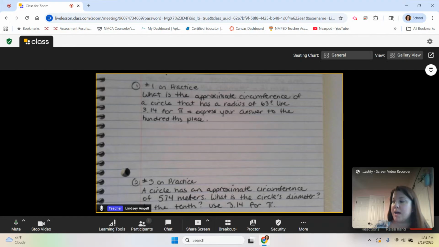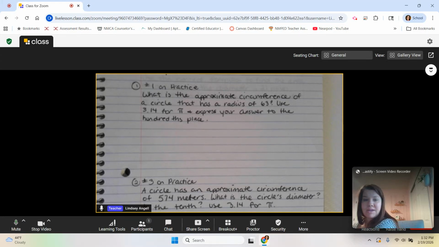So, it's approximate because if we're just using 3.14 for pi, right, that's an estimate. Pi goes on forever and ever and ever. We can't really use the exact thing, at least with the tools that we're given, okay? And we just don't have the time or the space to write the whole thing down, right? Because it goes on forever.